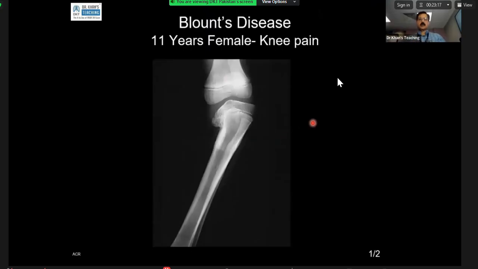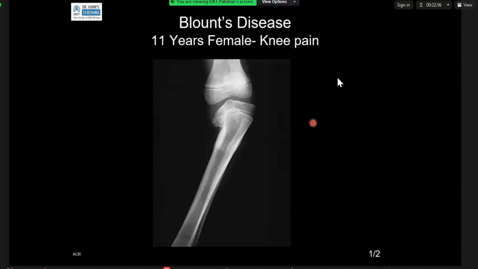Yes, please. So in this case, the diagnosis is already written. So what happens here? There is erosion seen at the medial tibial upper end of the tibia, and the epiphysis projects over it. So that appearance. What is the pathophysiology of Blount's disease? Let's say, it is basically osteonecrosis.